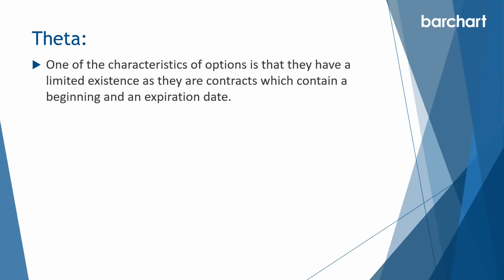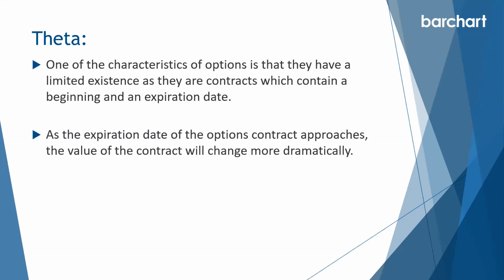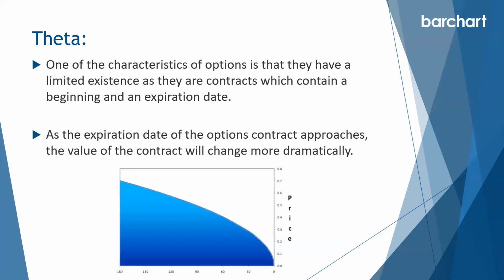One of the characteristics of options is that they have a limited existence, as they are contracts which contain a beginning and an expiration date. As the expiration date of the options contract approaches, the value of the contract will change more dramatically. Some of you may have seen similar images to this. This is showing us the time decay of an option. When we've got 180 days to expiration, there's a lot of time, and it's not really losing money that quickly.